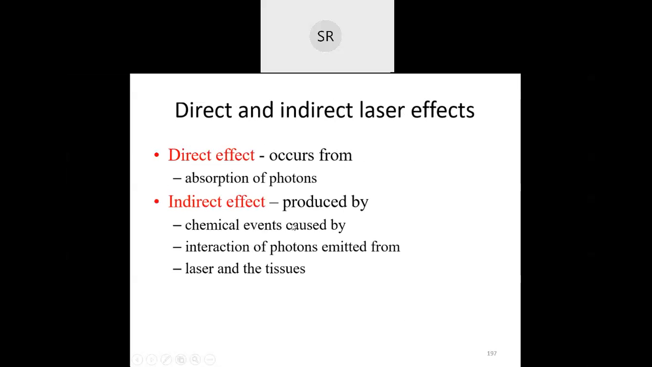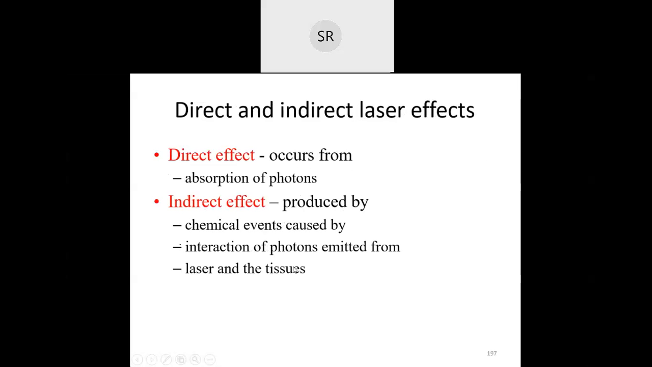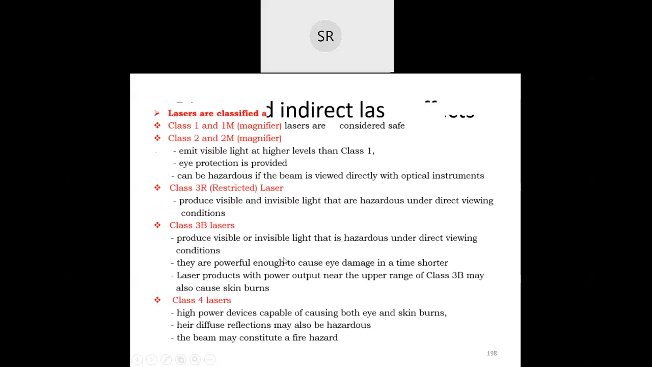And then the tissue response. The magnitude of tissue reaction is based on the physical characteristics: wavelength, frequency, power density, duration of treatment, and vascularity of the target tissue. This is for muscles, generally, for that particular area. And then a direct effect occurs from the absorption of a photon. An indirect effect is produced by the chemical events caused by the interaction of photons emitted from the laser and the tissues.